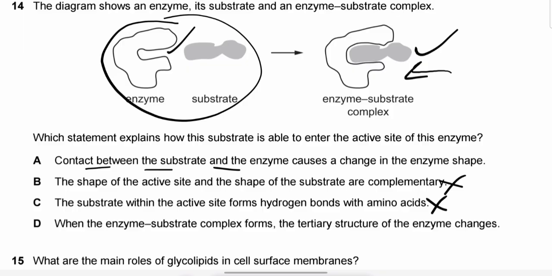And D, when the enzyme substrate complex forms. So here the question is asking us how the substrate is able to enter, and we know that an enzyme substrate complex can only form after the substrate is inside the active site. So then D becomes wrong, and our only answer will be A.